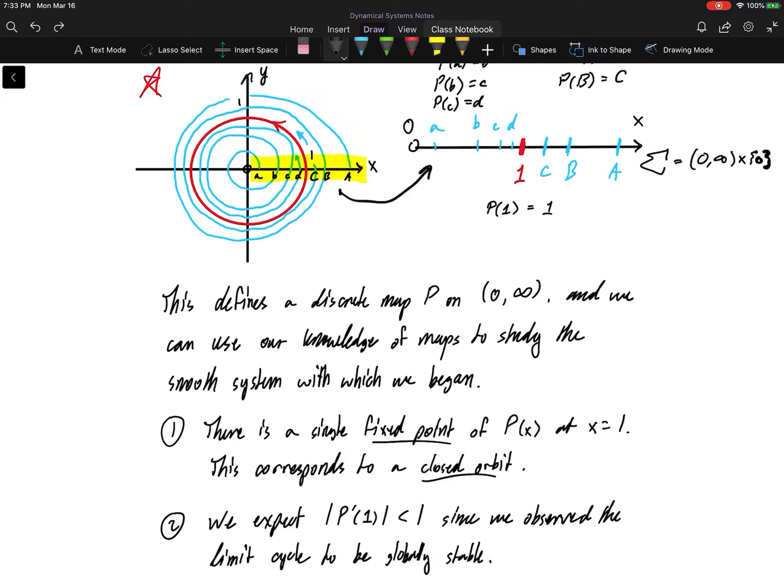No problem. And we expect the absolute value, the modulus, of P prime at 1 to be less than 1, because we observed the fact that the limit cycle is globally stable when we ignore the origin, right? This guy is going to have to attract points. And we saw from our linear stability analysis that if our derivative was non-zero, then we could check if the modulus was less than 1, that would be an attractive fixed point. And if the modulus was greater than 1, then we would have a repelling fixed point, a repulsor.